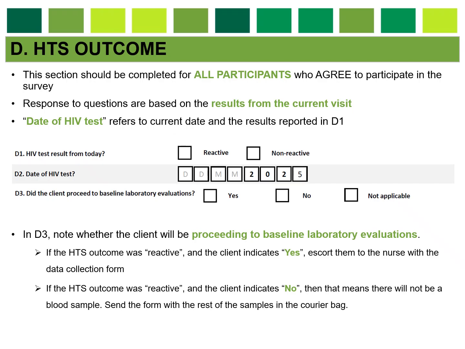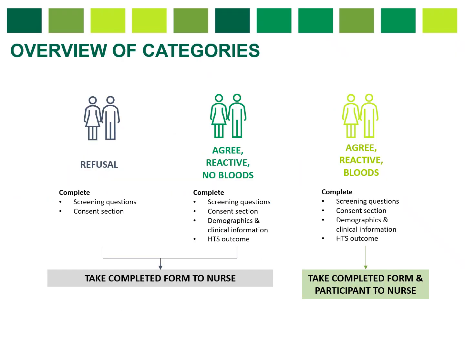So if the client is reactive and indicates yes, they are going for bloods today, you take them through for the bloods. However, if the participant has a reactive result and perhaps cannot stay for bloods or needs time to process, please indicate no, because then we know that there won't be a sample coming with that participant. So please make sure you say no there. And then if you won't be taking a blood sample, that form must still go with the other samples that are collected for other participants. So like the refusals, that form will then be included in the courier bag.